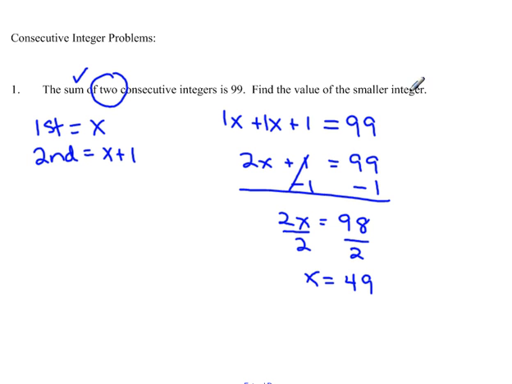Now this asked us to find the value of the smaller integer. Well, the first integer is 49 because it's x. The second integer is 49 plus 1, or 50, so the answer to this is the smaller one, which is just 49.